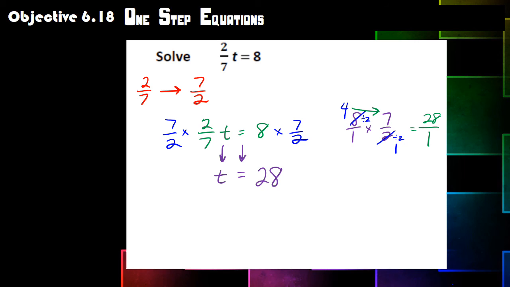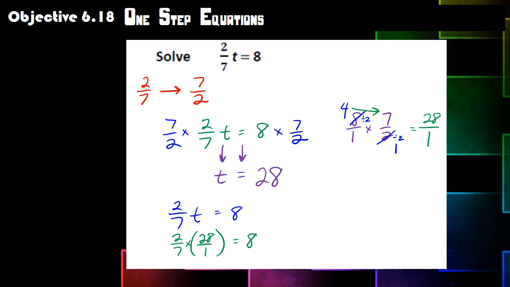So let's go ahead and rewrite our original equation here. So we have 2/7 t is equal to 8. We're going to substitute 28 in for t. So when we do that, 2/7 times 28, and I'll put it over 1 to multiply it easier, would be equal to 8. So let's focus here on the left-hand side of our equation.